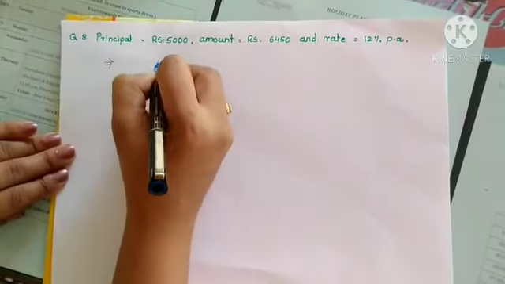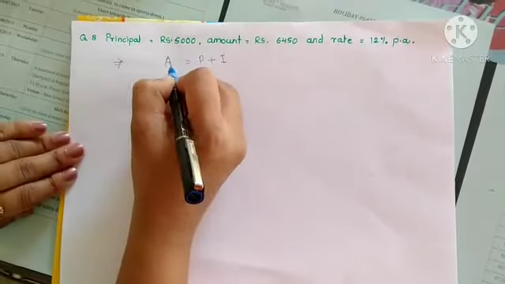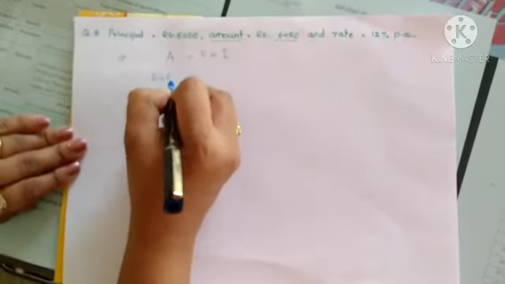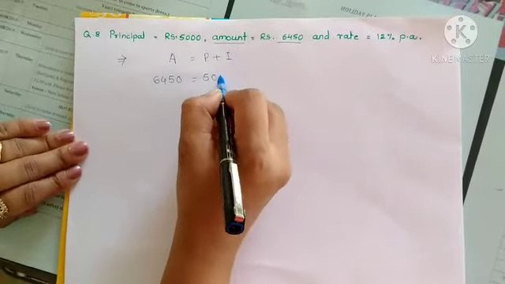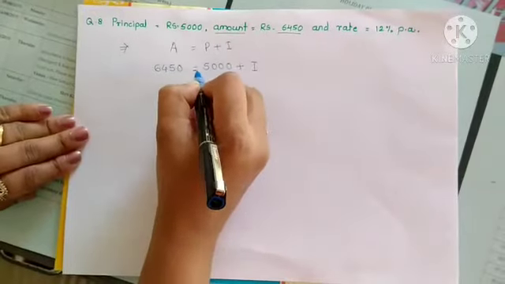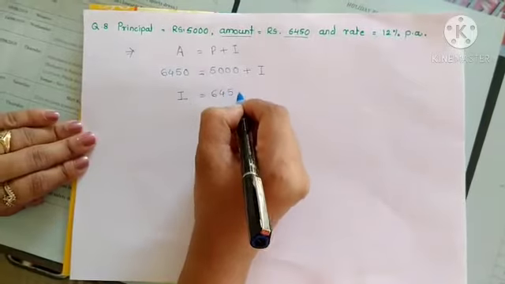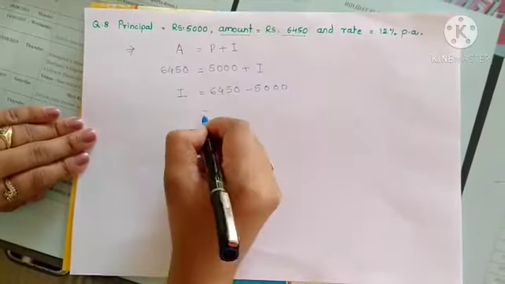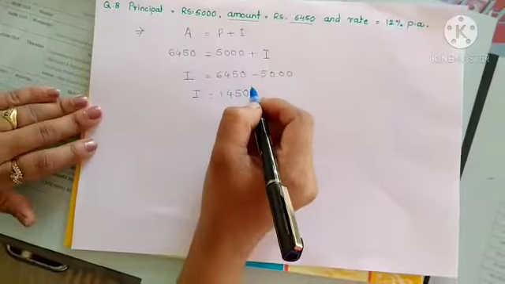So write A is equal to P plus I. A is already given, means amount is 6,450. Principal is 5,000 rupees. I is not given, so we have to find out the I. So I, this side, 6,450 minus 5,000. So we'll get I is 1450.